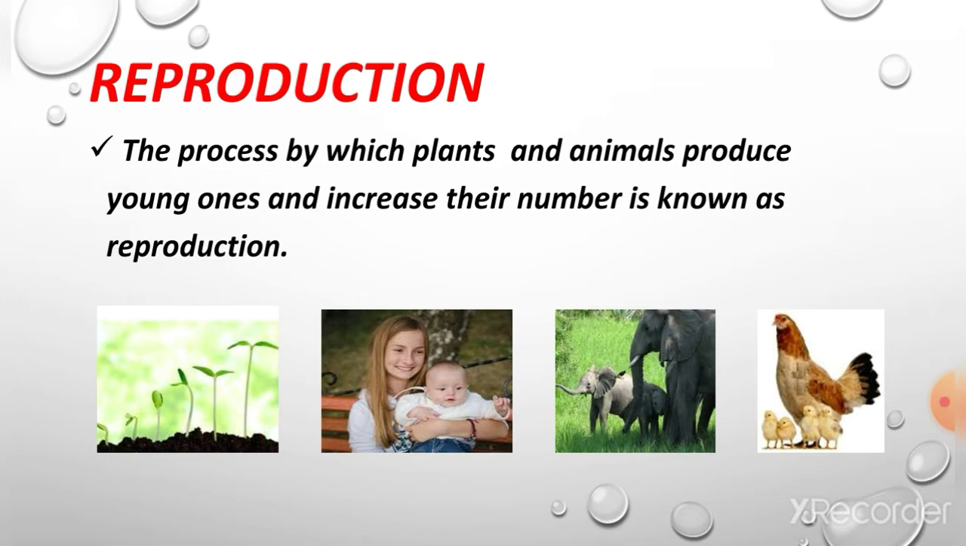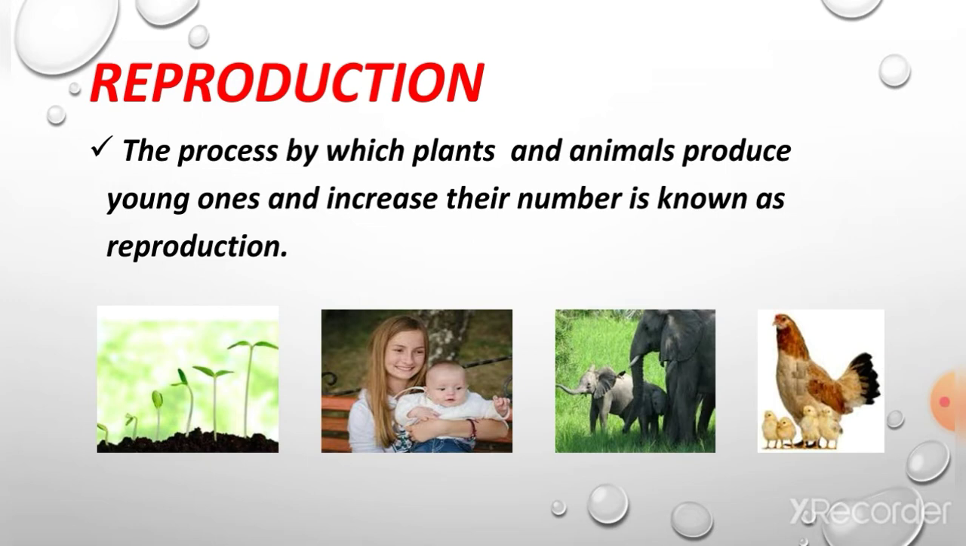If we have a hen at our home, we can see a chick. That chick is the hen's young one. That is called reproduction. If you see an adult elephant, you can see the baby elephant also in the picture. The baby elephant is the young one of the adult elephant. And a mother and a baby: the mother is the adult and the baby is the mother's young one.